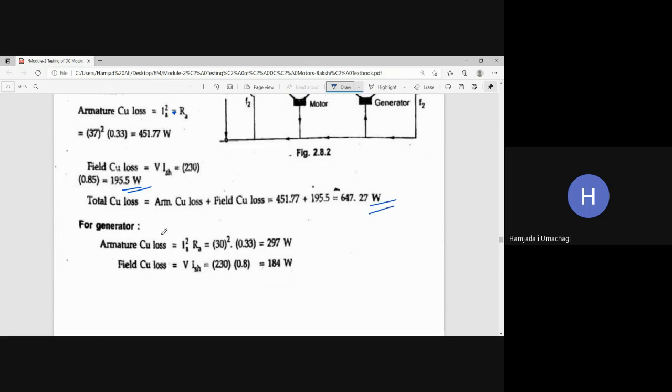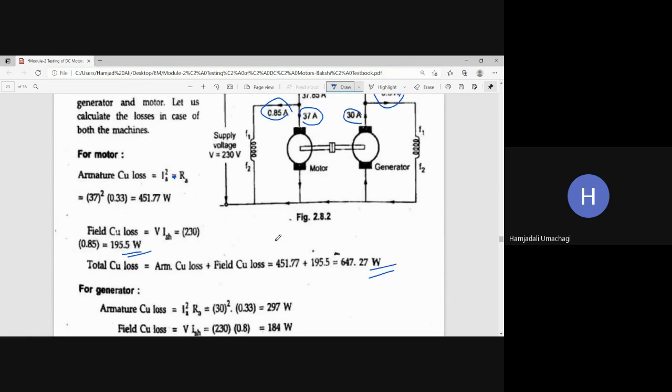Similarly, let us calculate for the generator. For the generator, armature copper loss is once again Ia square into Ra. The armature current for the generator in this case is 30 ampere. So 30 square into Ra, the armature resistance of the generator is 0.33, which will be 297 watts.